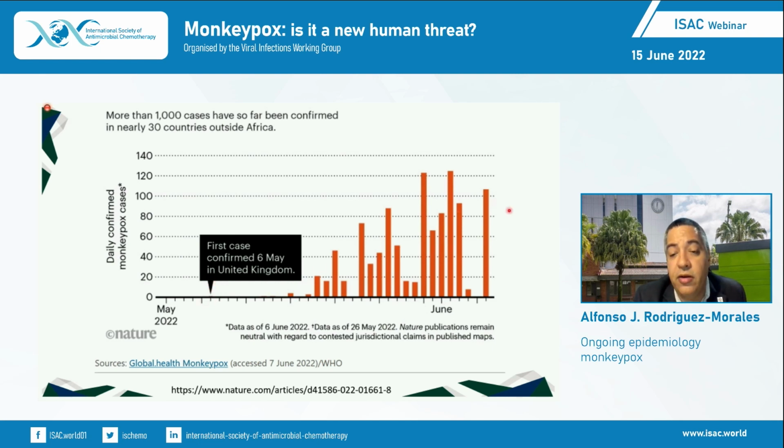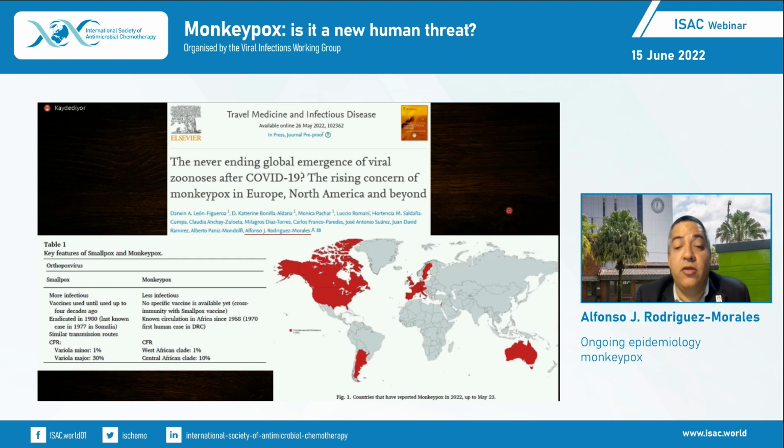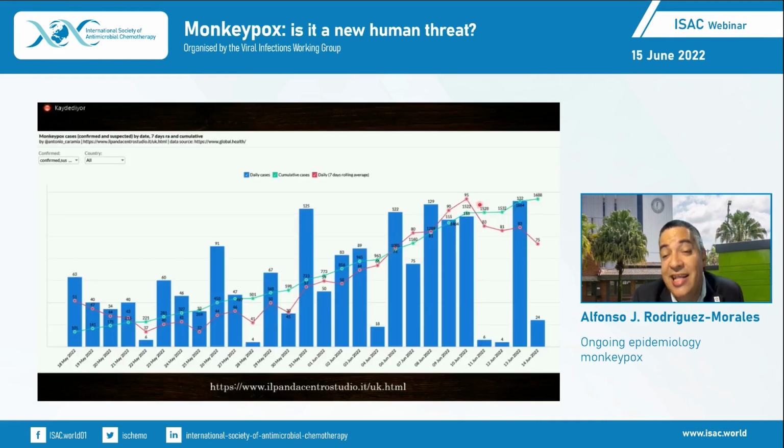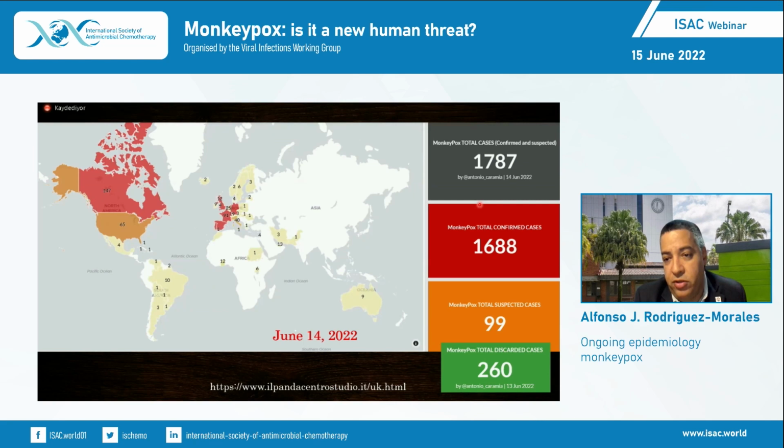And you see here the increase in the reporting of cases over more than 30 countries in the world outside Africa, mainly in Europe, but also in North America, in Oceania, in the Middle East, and even here in Latin America, where I am. And this is also a travel-related problem, but within the 7-day rolling average of cases that have been reported over these couple of months.